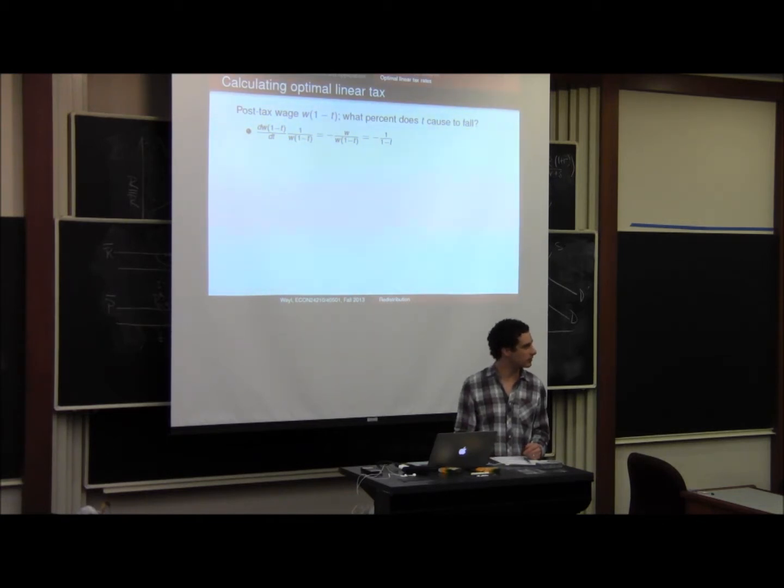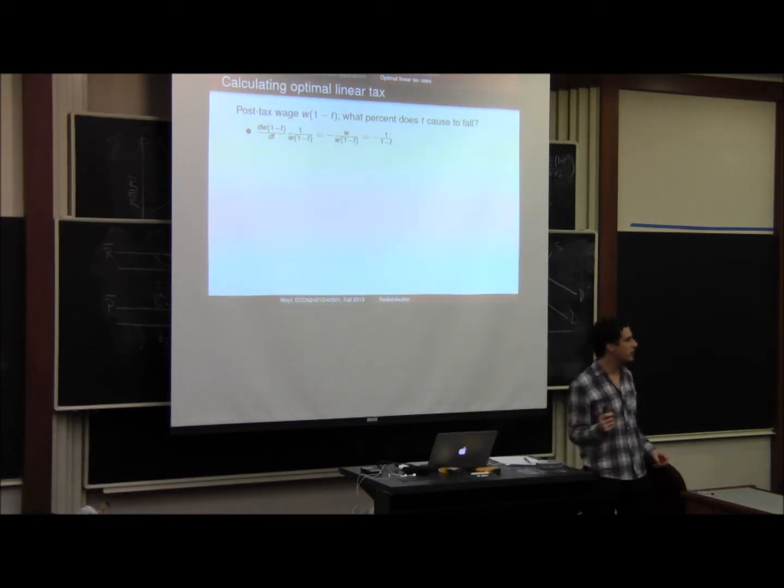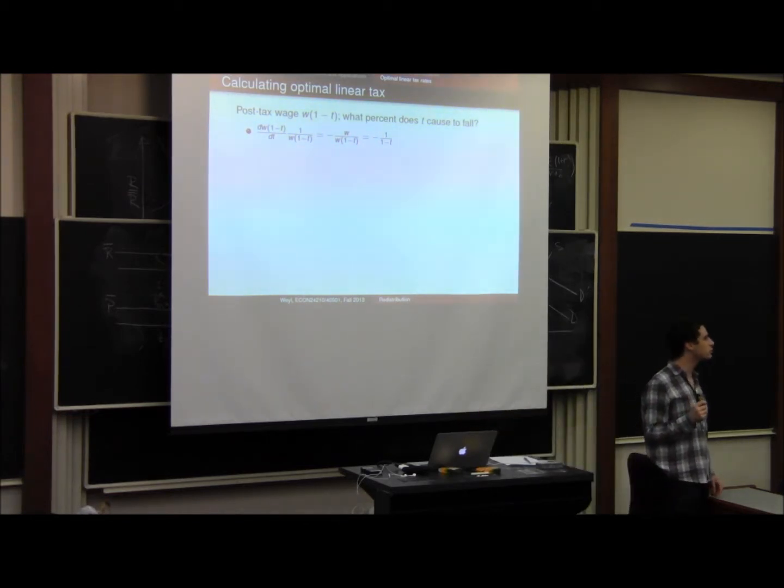Should you multiply that number by T to get the percentage? No, because I didn't say when it changes by 1 percentage point. Because the tax is measured in percentage points, right? So that's incrementing T.